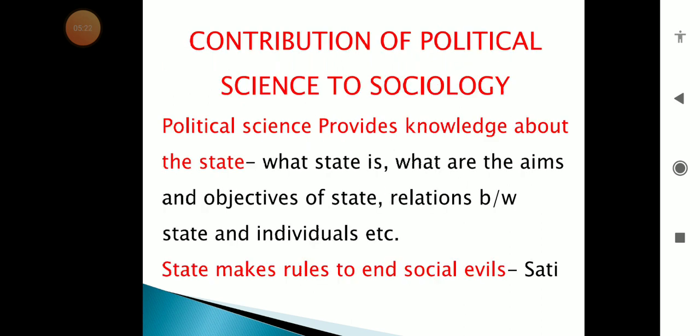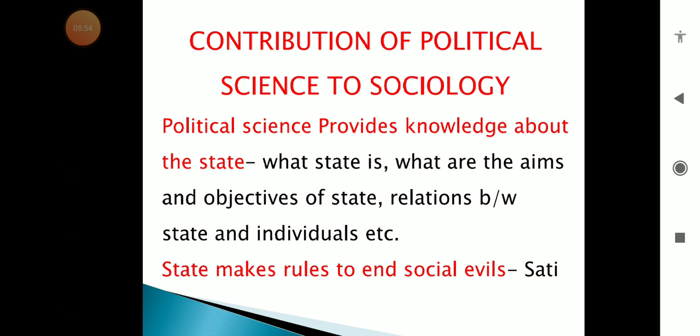Contribution of political science to sociology. Political science provides knowledge about the state. We live in society. Society is part of the state. What is the state? What are the aims and objectives of the state? What is the relationship between the state and the individual? All these things we study about the state. So this is the contribution of political science. It provides knowledge about the state to society.